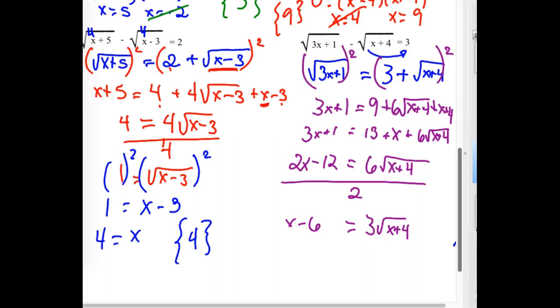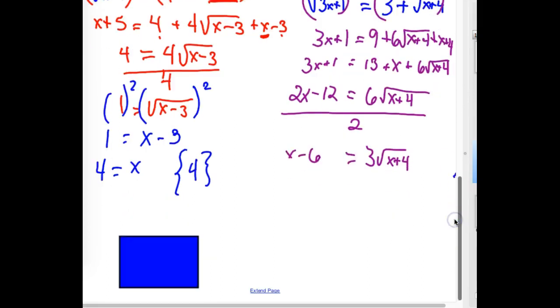So again, I'm still stuck with a number there, but it is going to help because my next step, I have to square both sides. And squaring x minus 6 is a little easier than squaring a 2x minus 12. Right? I just have some smaller numbers to work with. So squaring on the left, we have x squared minus 12x plus 36. What do I get on the right side?